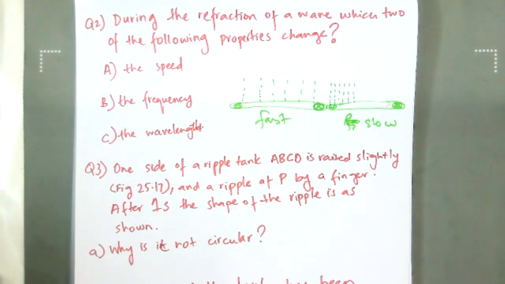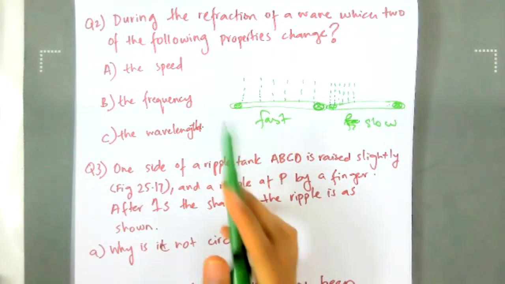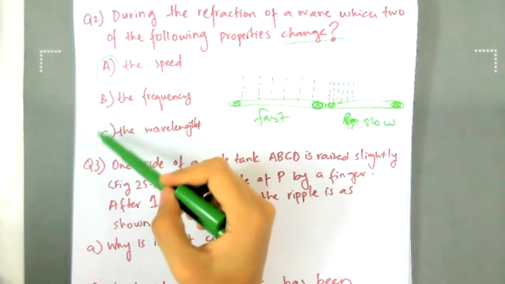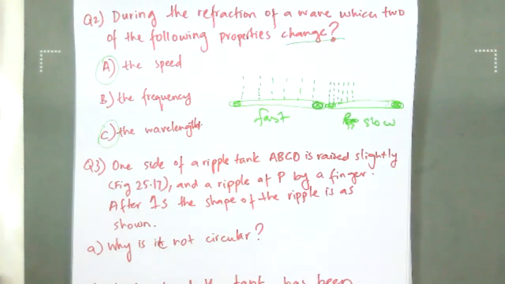During the refraction of a wave, which two of the following properties change? Speed and wavelength. The frequency remains the same. Doesn't the light get slower in the medium, and isn't that the reason why it bends? Yes, so the properties change. Speed and wavelength change, and frequency is the only one that stays the same.